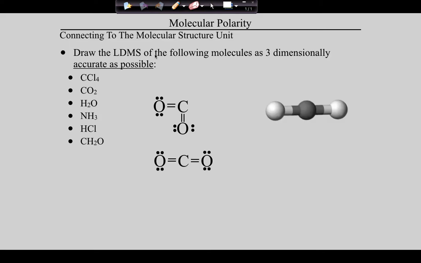So guys, the trick now is we're going to draw these as three-dimensionally accurate as we can. So we're no longer going to let ourselves do this. We're going to do that. So guys, draw carbon dioxide in a linear fashion. That's the foundational new thing that we're doing today: we're trying to make these look three-dimensional.